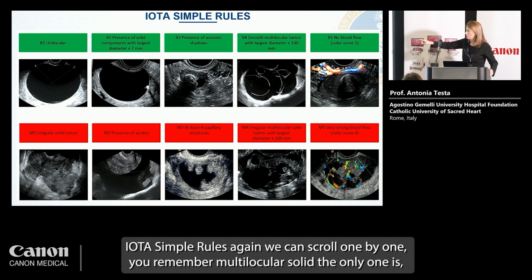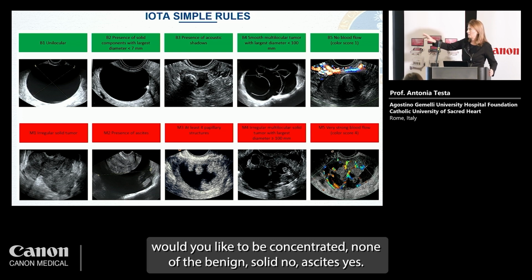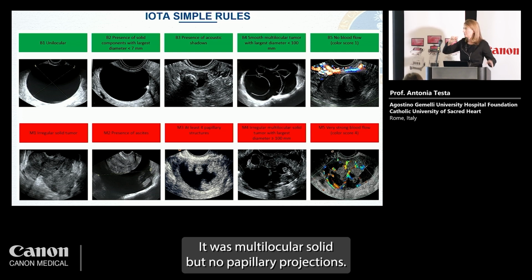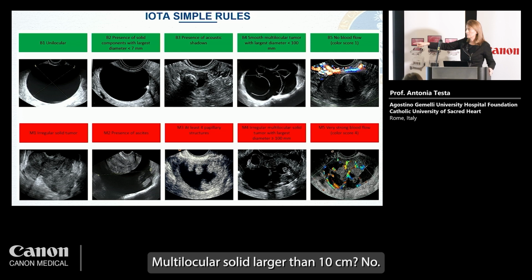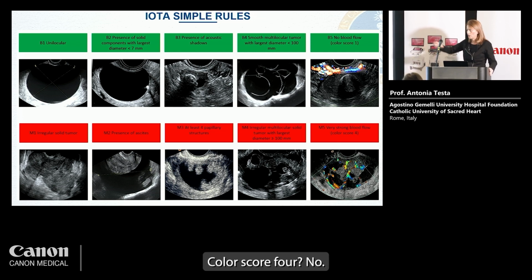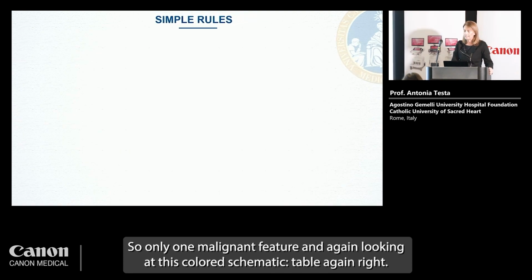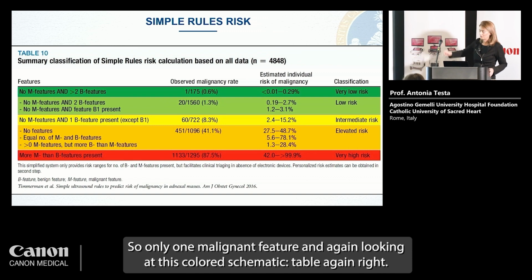You remember multilocular solid? The only one is... would you like to be concentrated? No, none of the benign. Solid, no. Ascites, yes. At least 4 papillary projections, not really. It was multilocular solid, but no papillary projection. Multilocular solid larger than 10 centimeters, no. Color score 4, no. So only one malignant feature.